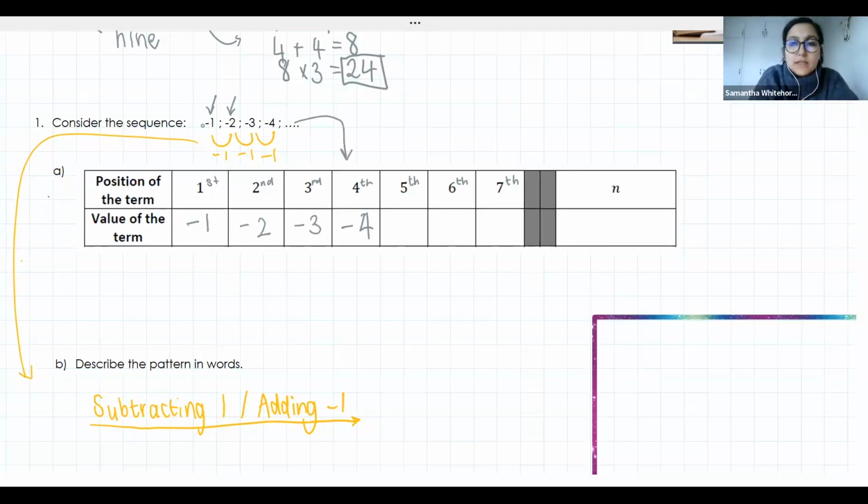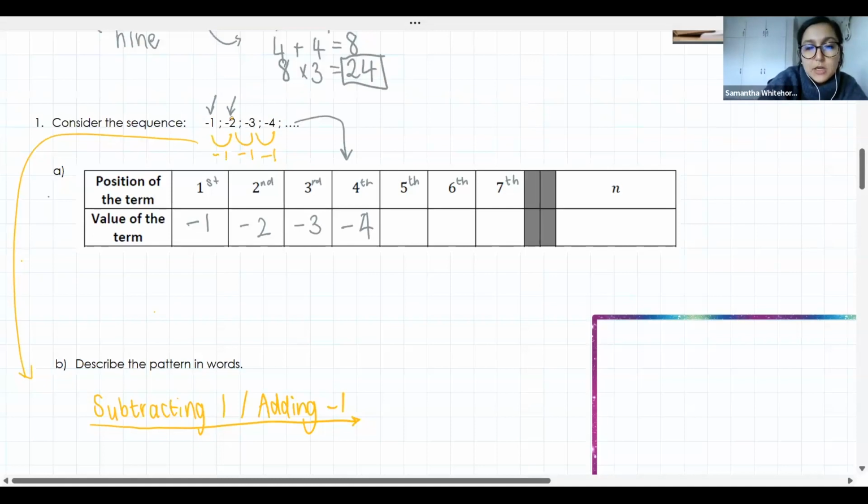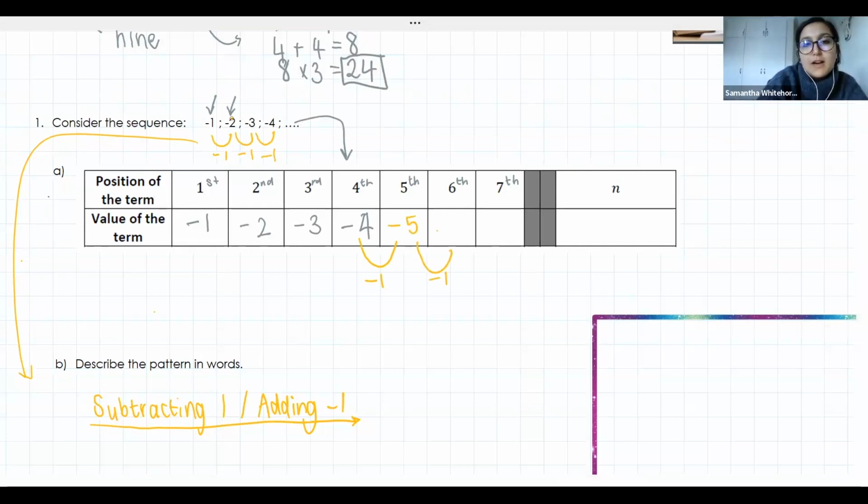Now we can see that our pattern only goes to -4, but our table also wants the 5th, 6th, and 7th terms. That's not a problem, because we know what our pattern is. We can keep subtracting 1 in order to get our 5th term, our 6th term, and our 7th term. So we can continue our pattern in order to get the rest of the terms.